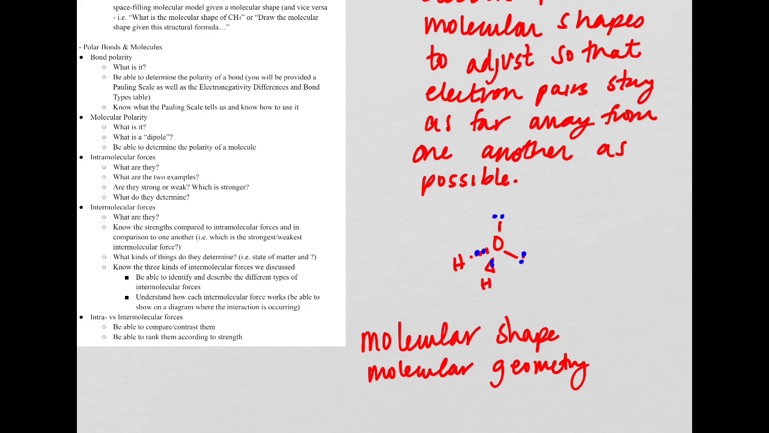So that's how we get this bent shape, because we still have these two other lone pairs that we're dealing with. So that's why water can't look like this. Sorry. Like this, because the angles between all of the electrons would be 90 degrees, right? Everybody would be 90 degrees away from each other.